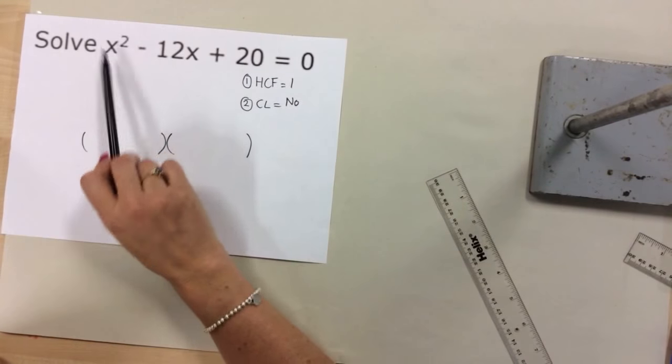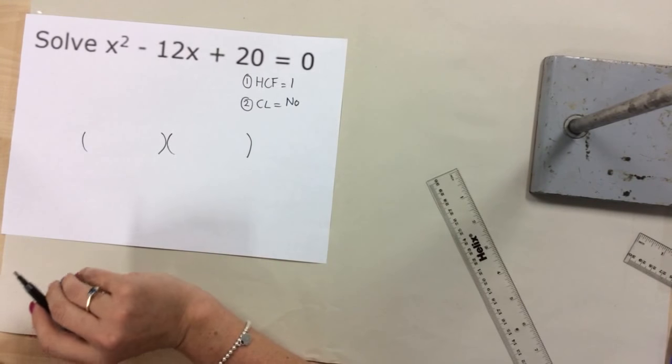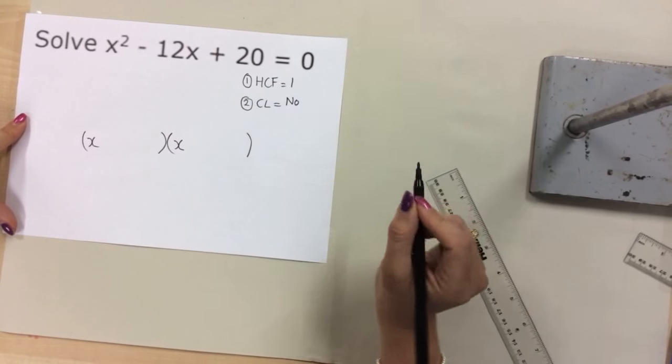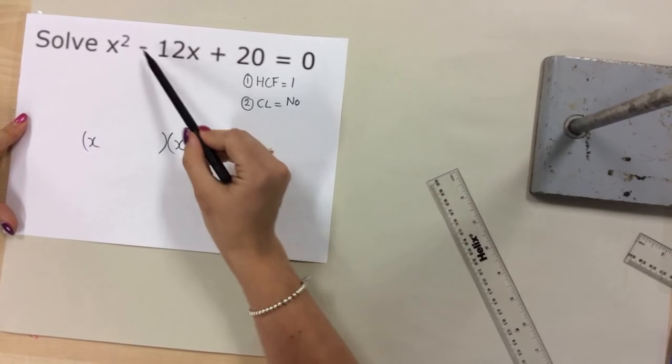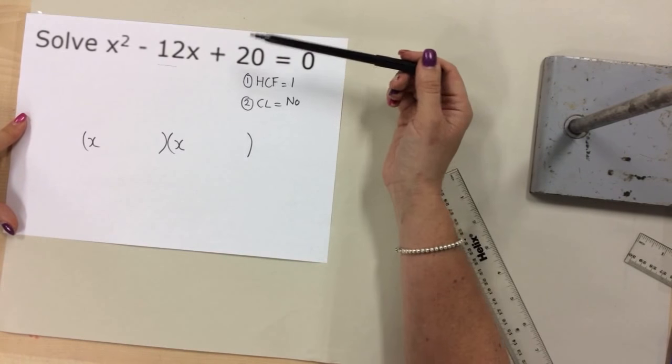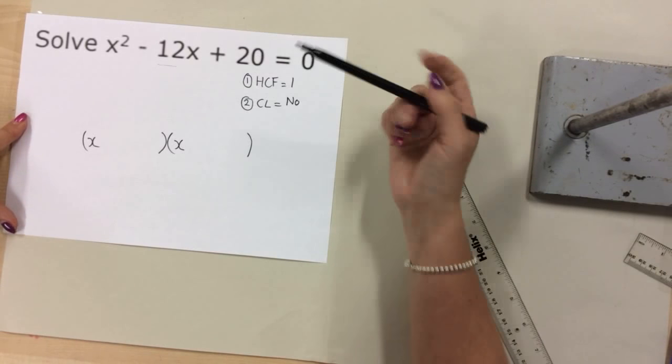So, x squared, what do I need to multiply together to get x squared? Well, I know that there must be an x and an x at the start of my bracket. Now, I can look at this number next, but that does make it a little bit more complicated. So it is easier if you look at the end number.